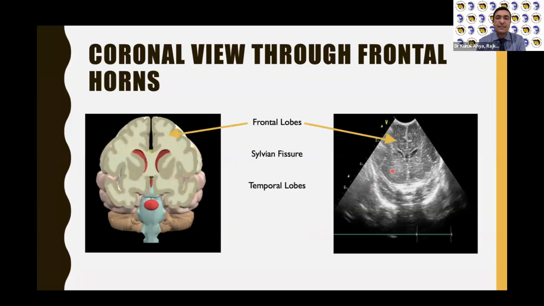Few more structures: this is the frontal horn. Then you will see a Y-shaped line. See here, you can see it. This Y-shaped structure is called the Sylvian fissure, which separates the frontal lobe from the temporal lobe. Below is your temporal lobe. This is the temporal lobe, and this is your frontal lobe. So these are the structures you need to identify while doing your head ultrasound.